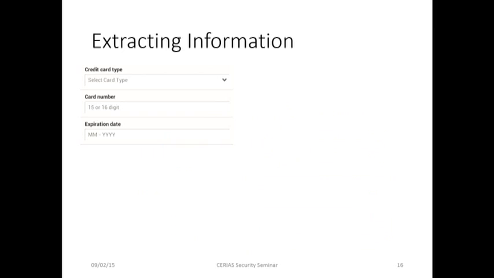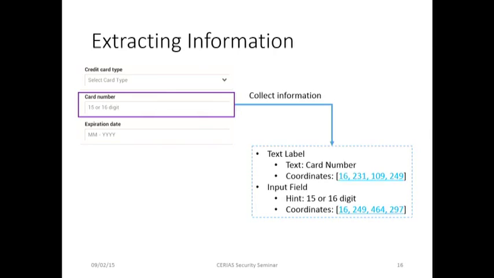With the rendered UI, SUPOR can extract this important information for subsequent use. For the marked area, SUPOR can get the text, the hint, and the coordinates of the UI widgets. The text and the hints are what the users see on the smartphone screen, but the coordinates are used to associate the text labels to the input fields.